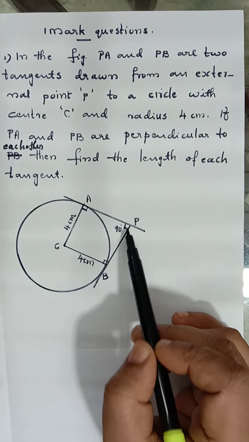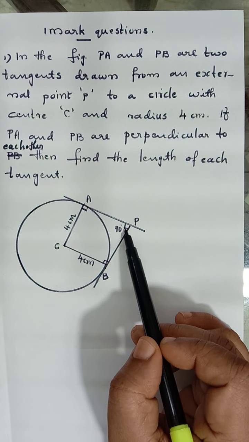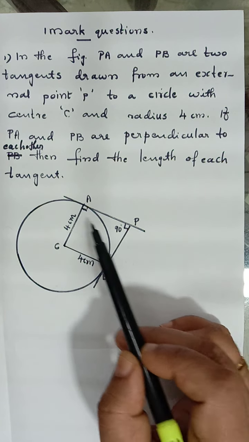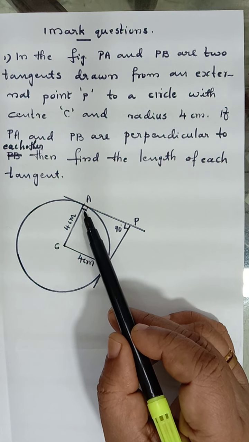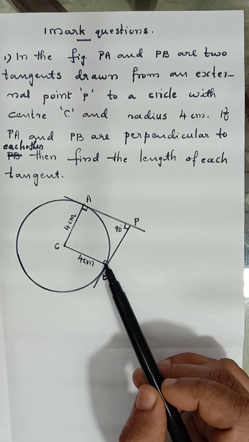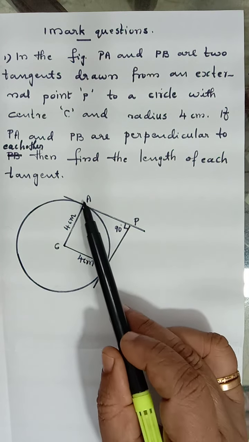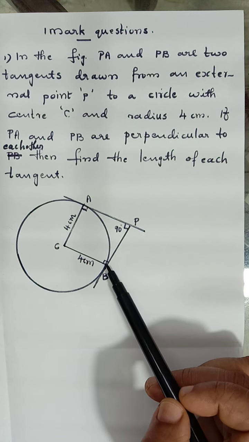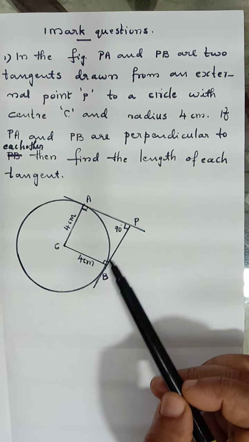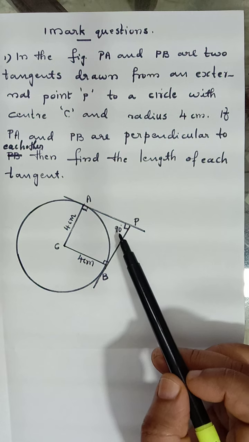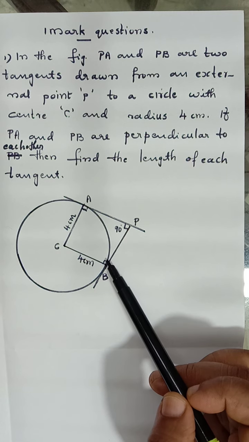Given that PA is perpendicular to PB, so the angle APB equals 90 degrees. And we know that radius is perpendicular to tangent, therefore this angle CAP is 90. Similarly, angle CBP is also 90. And this APBC is a square, we can say. The reason is it's a quadrilateral, a four-sided figure, and three angles are equal to 90 degrees each.